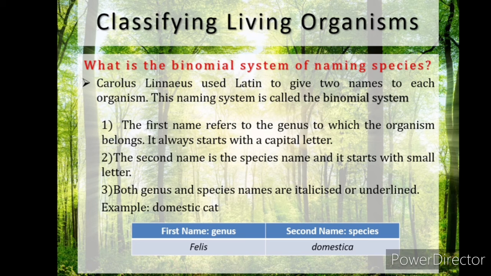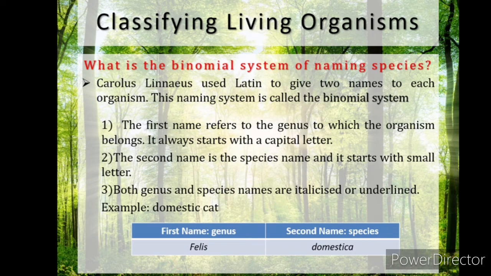Another way of classifying living organisms is the use of binomial system of naming. The common name given to an organism may vary in different parts of the world. This can cause confusion. So Carolus Linnaeus used Latin to give 2 names to each organism. This naming system is called the binomial system of naming.